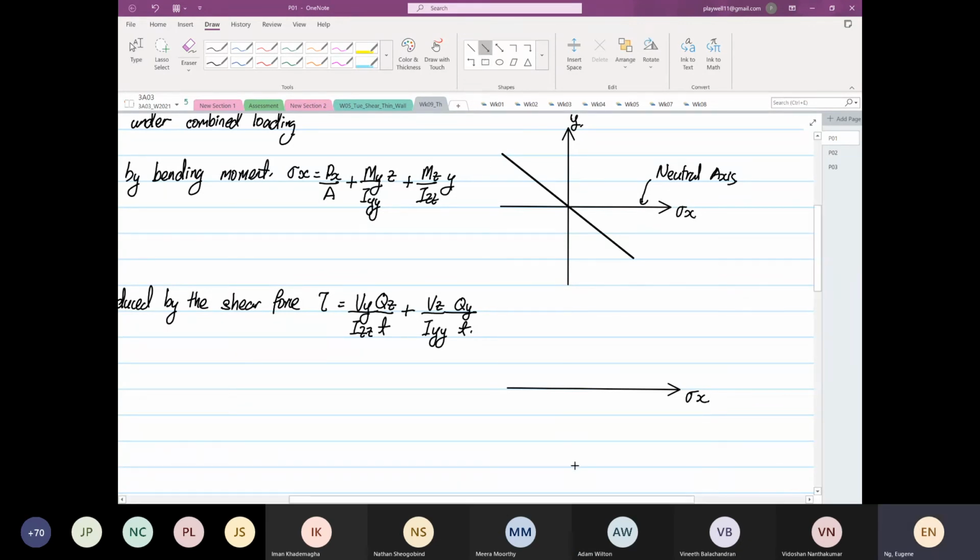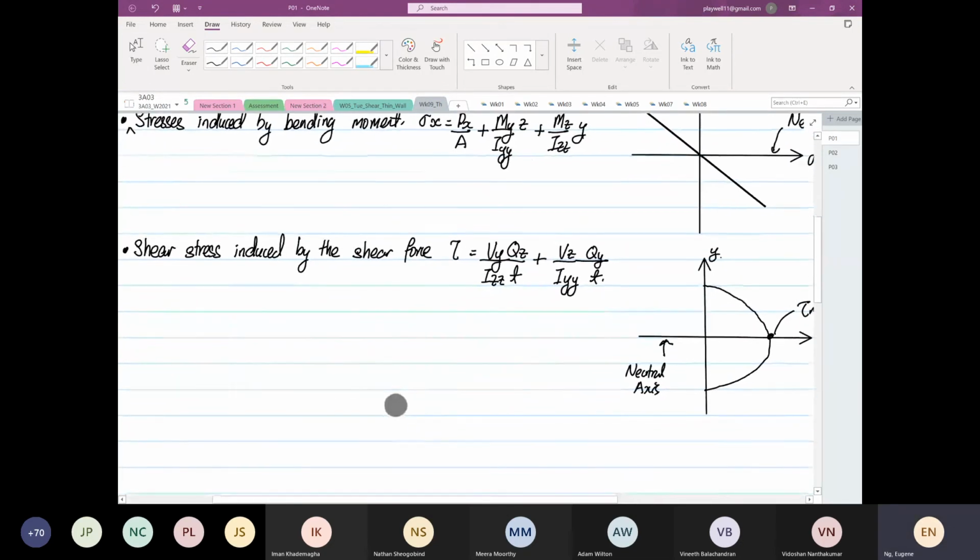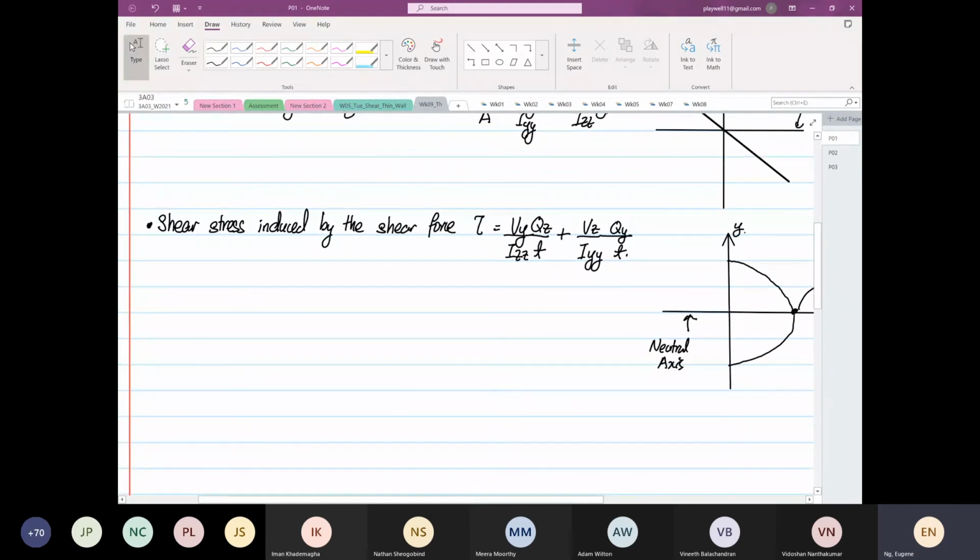So if we have, okay, this is our Y again. This is not normal, so this is our shear stress. What we have now, the trend goes like this. Okay, so this will be our tau max. So our tau max is at our neutral axis. Now there is one more that I've not taught down here, but you knew about this.